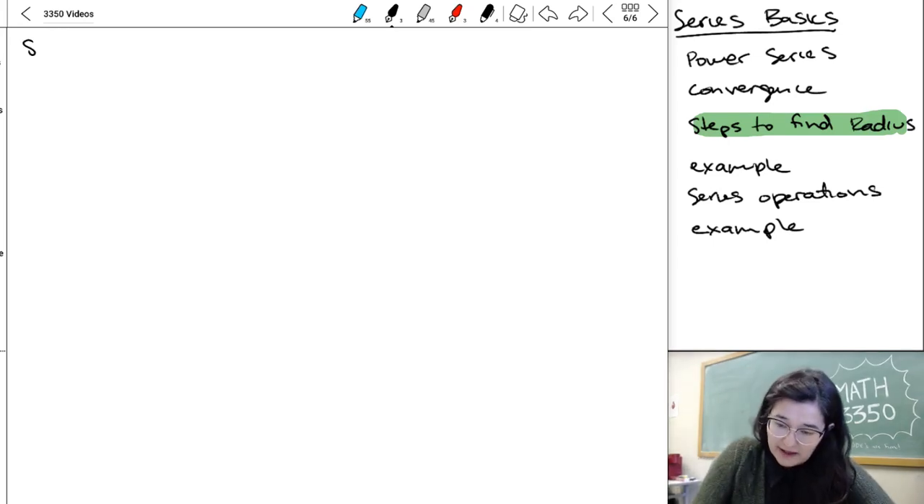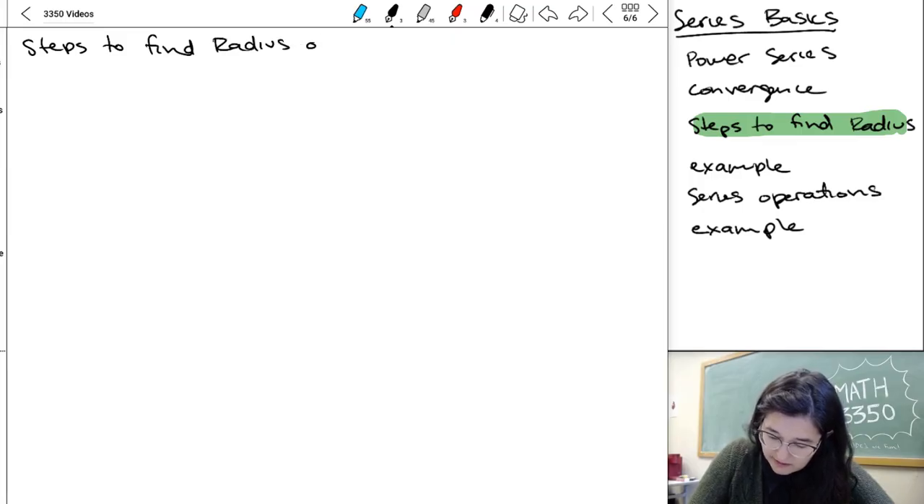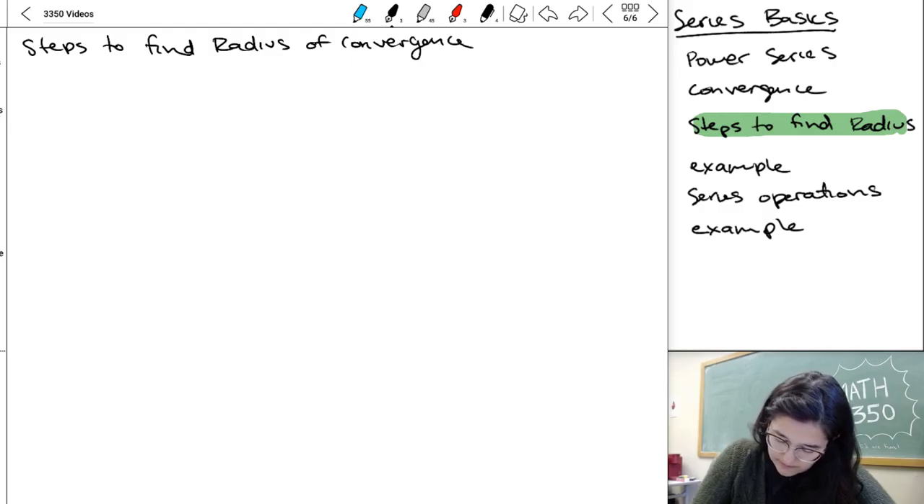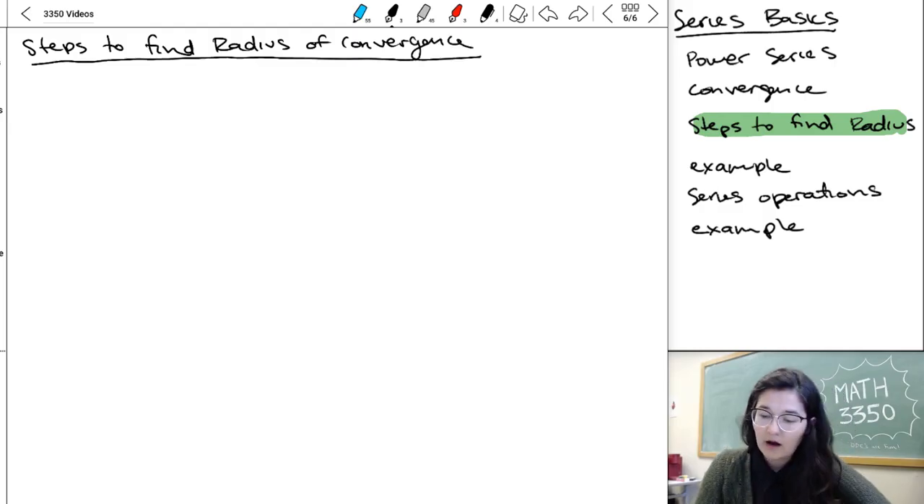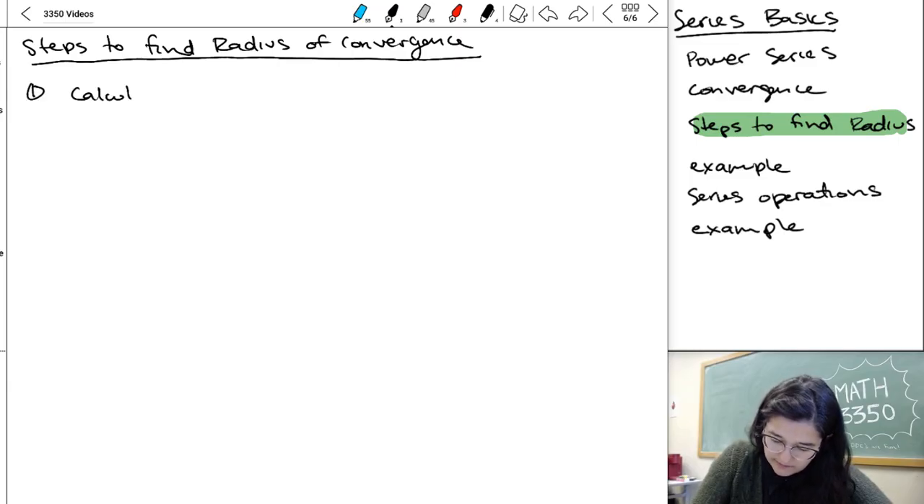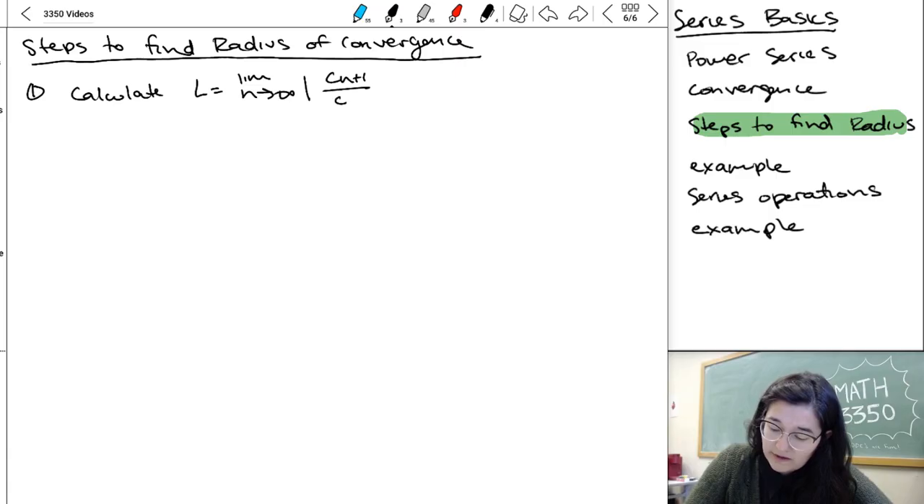Our steps to find the radius of convergence are going to be that we calculate L equal to the limit as n goes to infinity of the absolute value of c sub n plus 1 over c sub n.